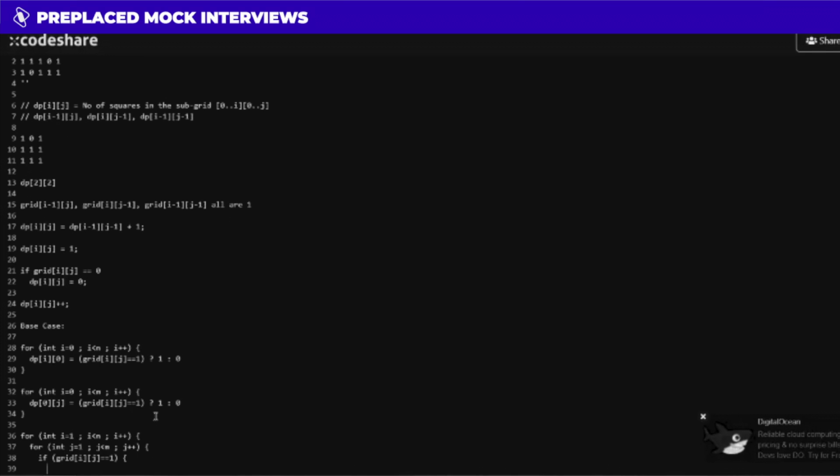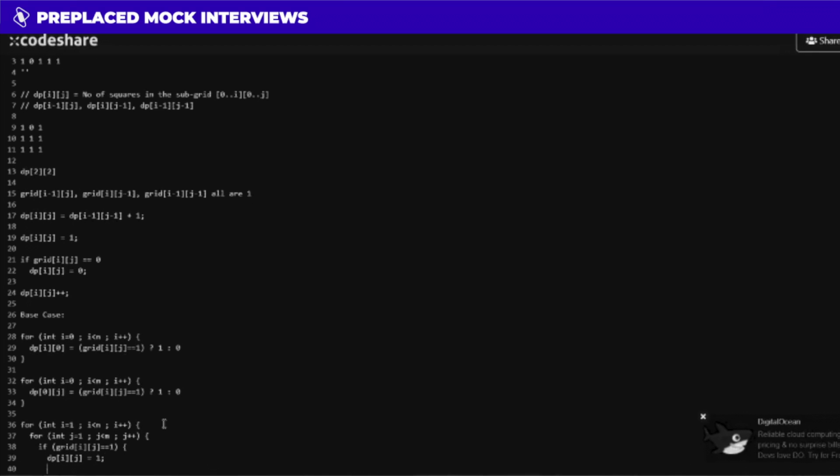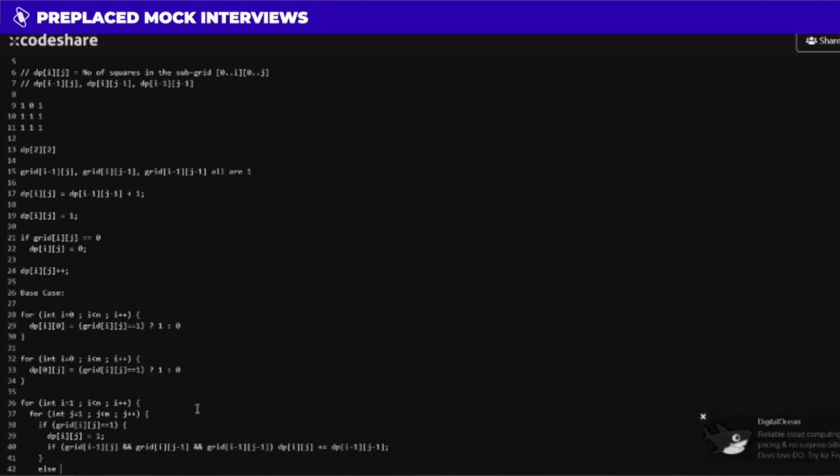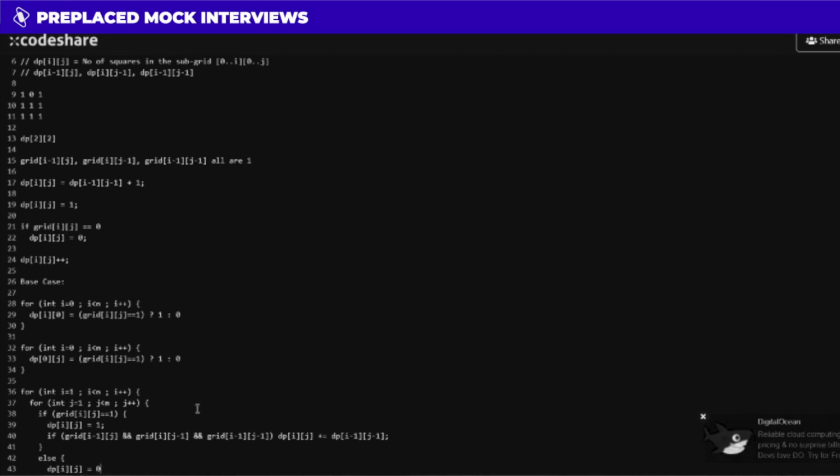equals 1, then I would say dp of I j equals 1 if grid of I minus 1 j and grid of I j minus 1 and I minus 1 and j minus 1, then I could say dp of I j plus equals dp of I minus 1 j minus 1. Else I would say dp of I j equals 0.